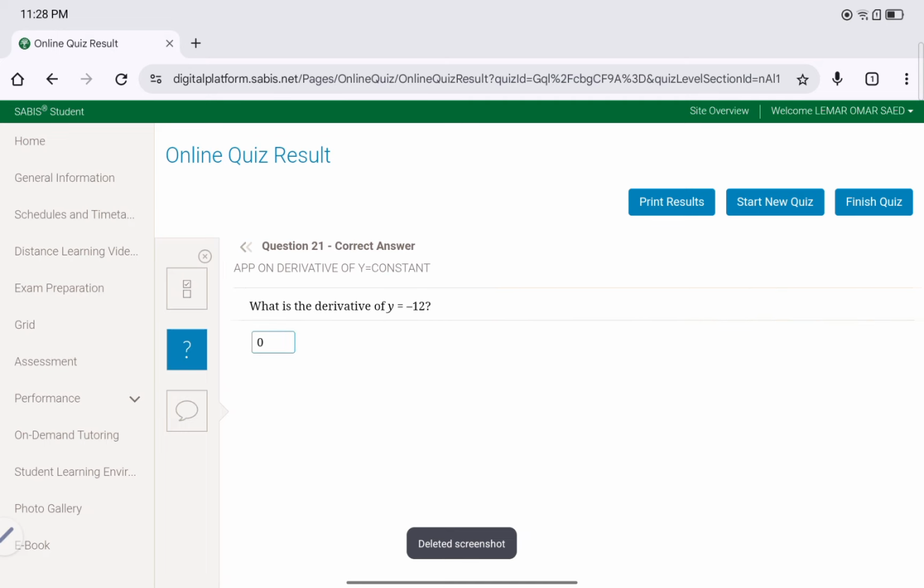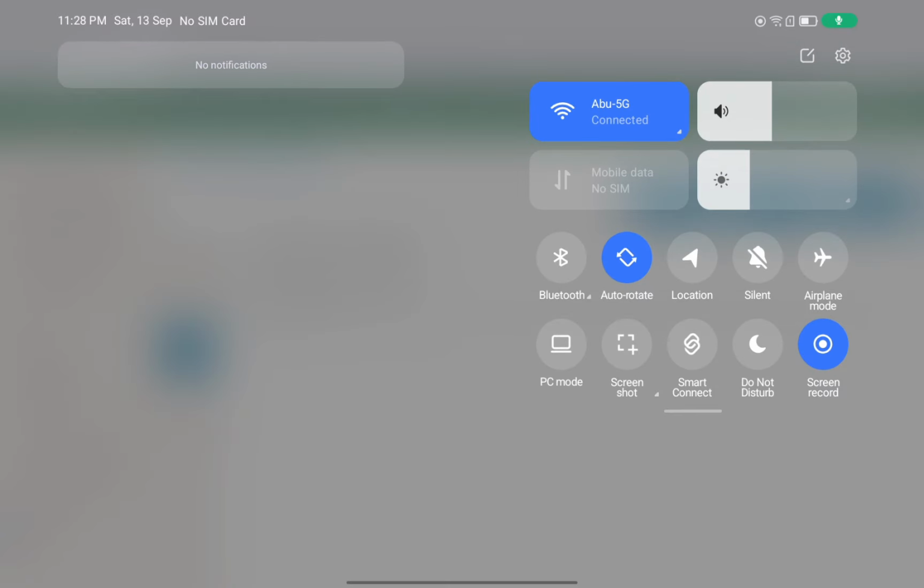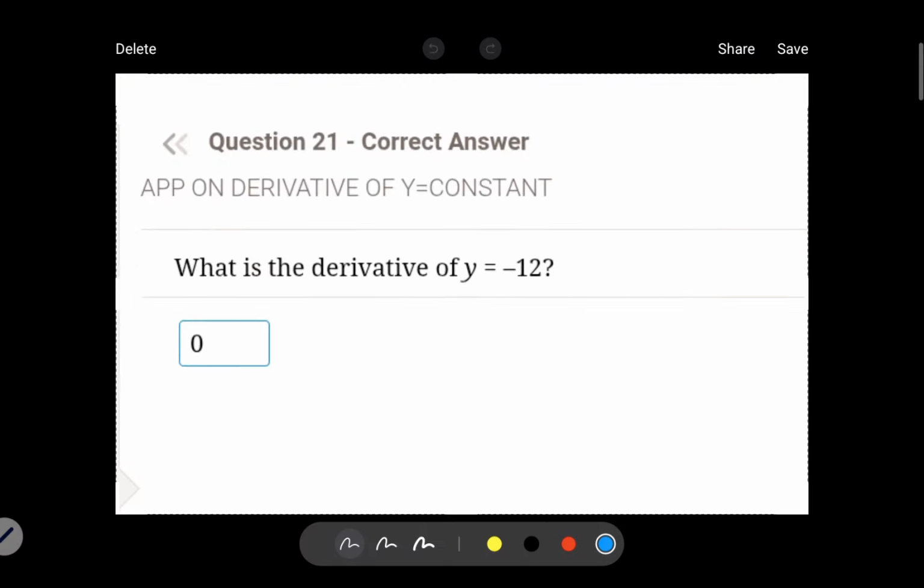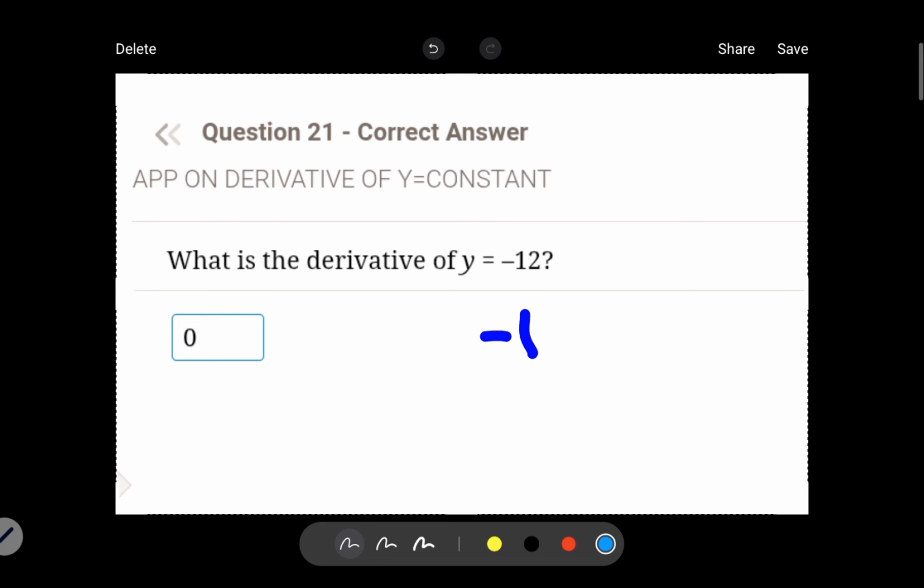Okay, for this one, they said the derivative of y is equal to negative 12. So it's nothing. Look, when it doesn't have an x with it, it has to have a variable. If it was negative 12x, the derivative would be negative 12. But if it didn't have a variable, the derivative will be nothing. It will just be 0.